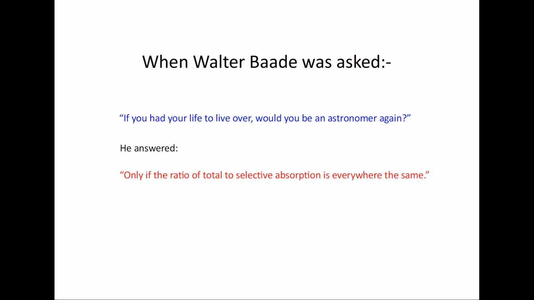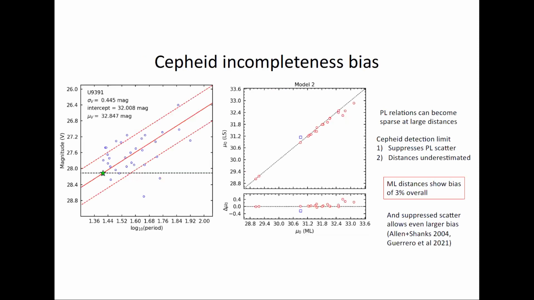And of course, Walter Baade was asked by a reporter, if you had your life to live over, would you be an astronomer again? And the answer was, only if the ratio of selected to total absorption, i.e. that R value, is everywhere the same. So even if you haven't got a feel for what that does for the distance scale, it tells you how important this issue is. Won't go into that.